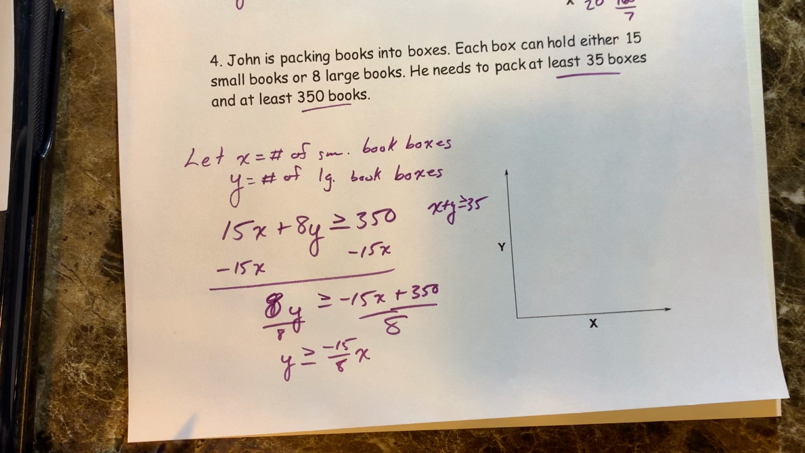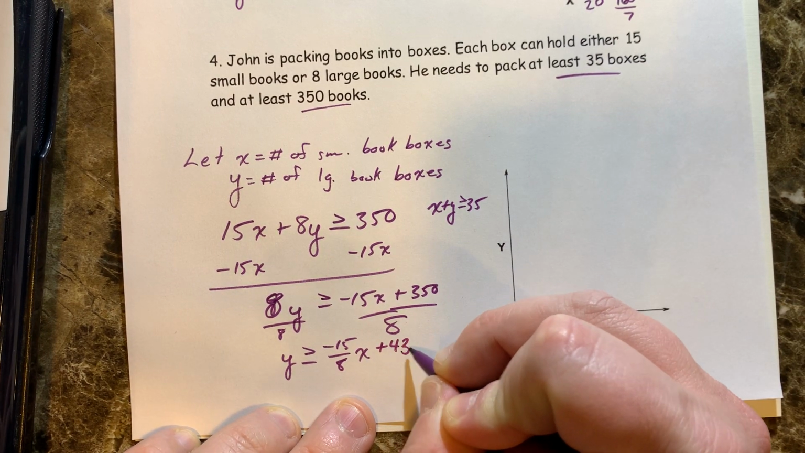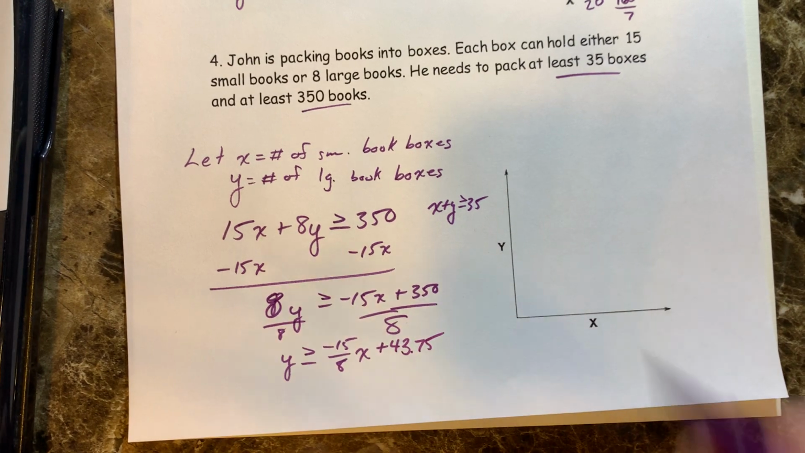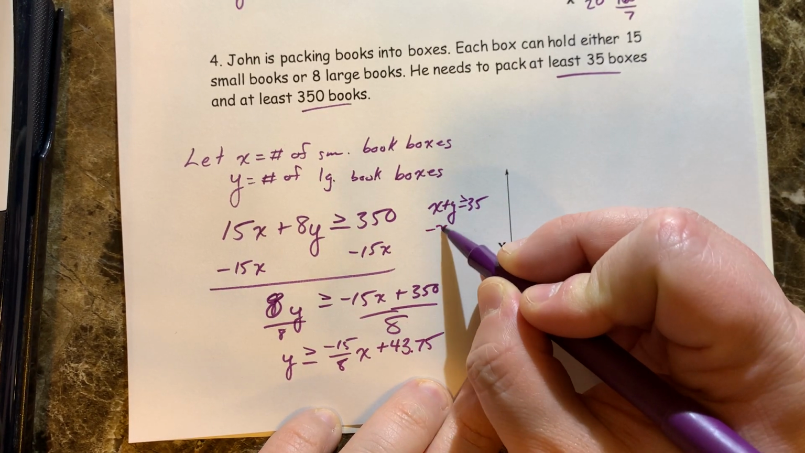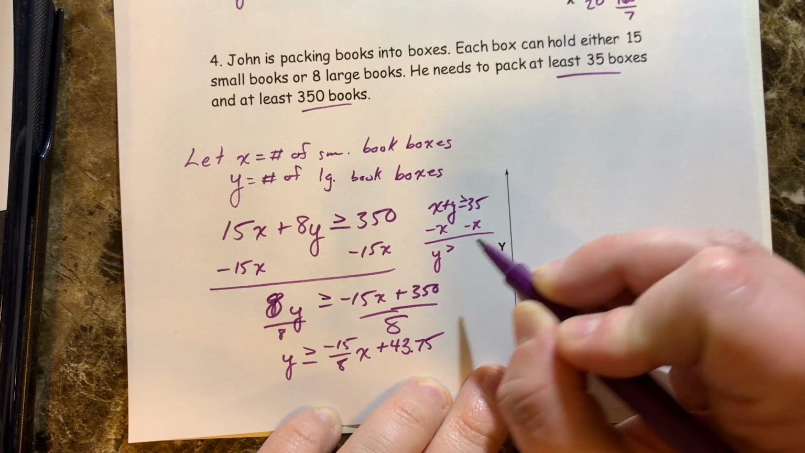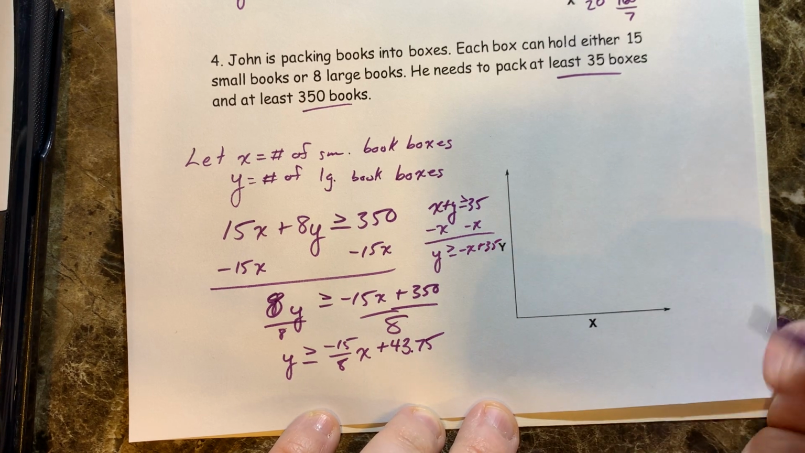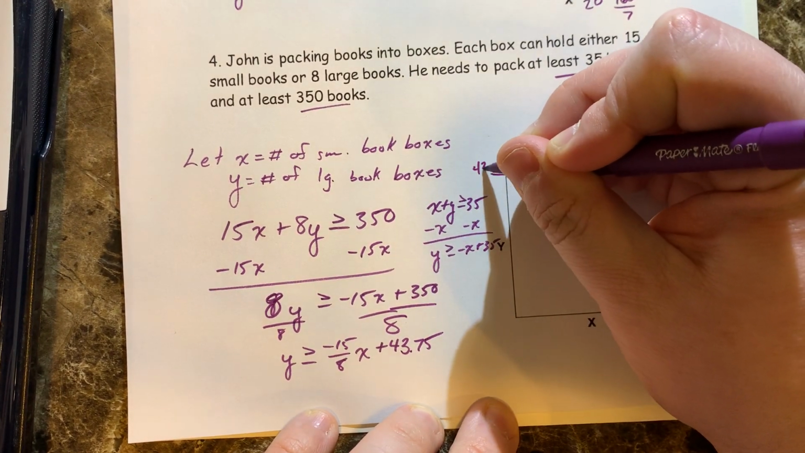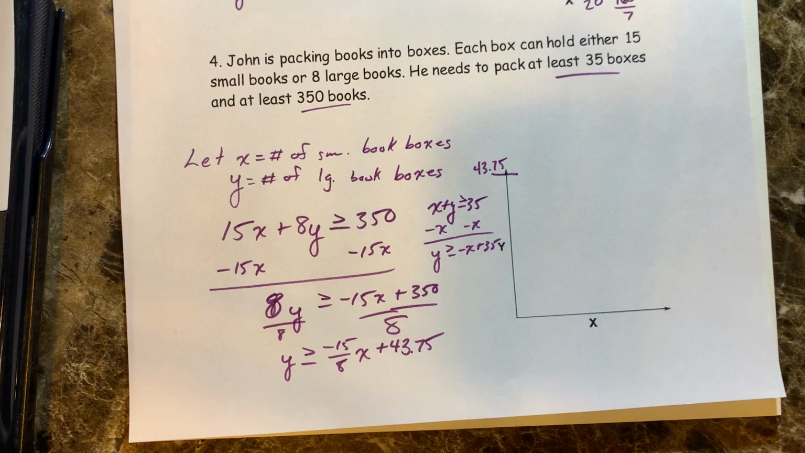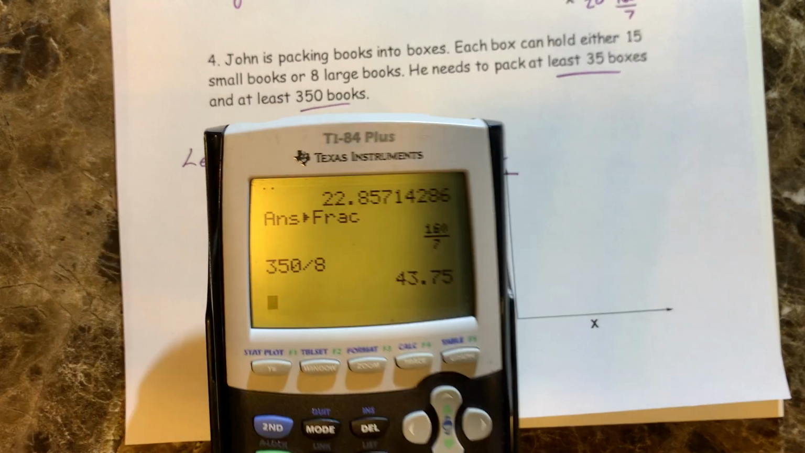And then 350 divided by 8 is 43.75, which is bigger than 35. When I subtract X from both sides for this one, I now know my bigger y-intercept is the 43.75. So I'm going to make that the highest value on my y. Let's go ahead and type these in.